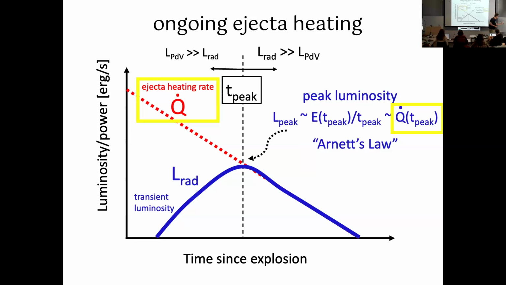Basically, maybe this is too simplified, but basically the thermal energy you have at T peak is your heating rate at T peak times the time you spend at T peak. And I'll explain why. And so the luminosity is just the heating rate at T peak.